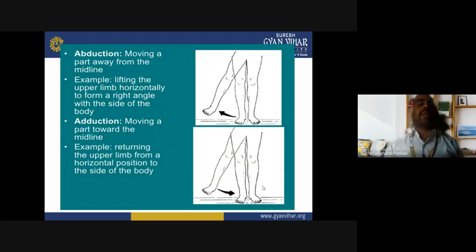Abduction is another movement, like moving a part away from the midline. From the center, from the midline, when you are moving a part away, that is called abduction. Like lifting the upper limb horizontally to form a right angle with the side of the body. While adduction is moving a part toward the midline. When you come back with your parts to the midline, it is called adduction, like returning the upper limb from a horizontal position to the side of the body. So it's abduction, it's adduction.